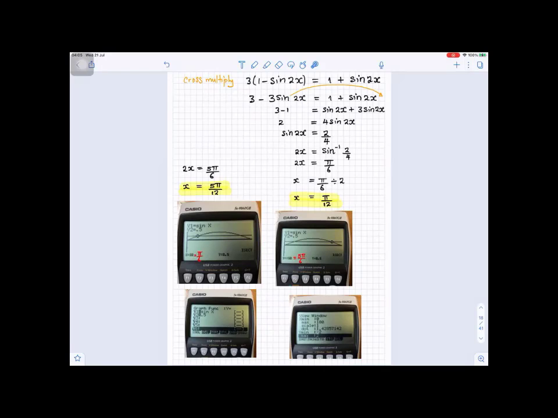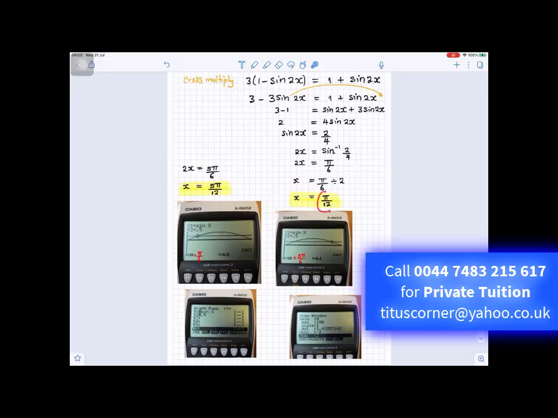And then 2x is equal to 5 pi over 6. And you get x to be divided by 2. 6 times 2 would be 12, so 5 pi over 12. And 2x is equal to pi over 6. So x would be pi over 12.